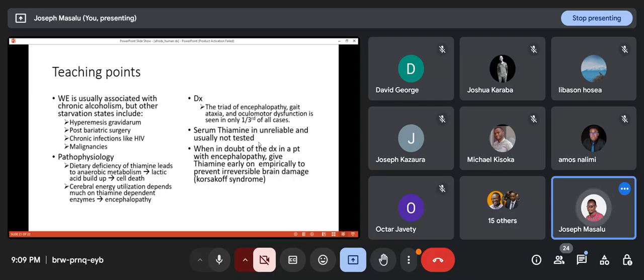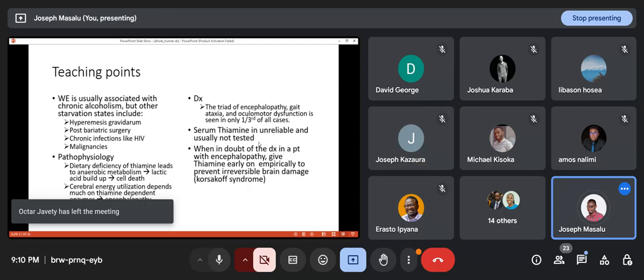They don't do serum thiamine because it's unreliable, so it is not usually tested. So you have to have clinical judgment, and when you see a patient with encephalopathy and you don't know what is happening, you just give thiamine to these patients, because if it's not the disease, it won't kill the patient. But if it is the disease and you're not giving thiamine early on empirically, the patient will go to irreversible damage, the Korsakoff.